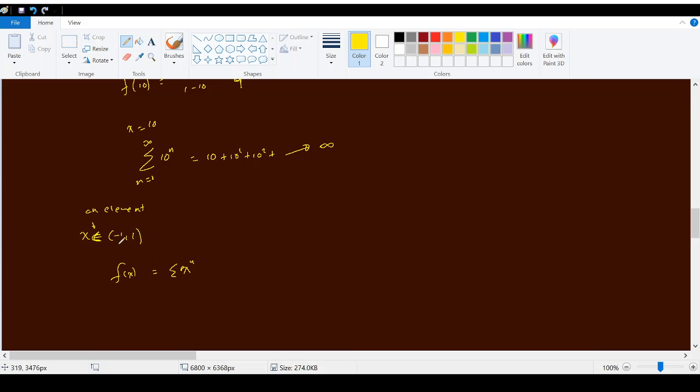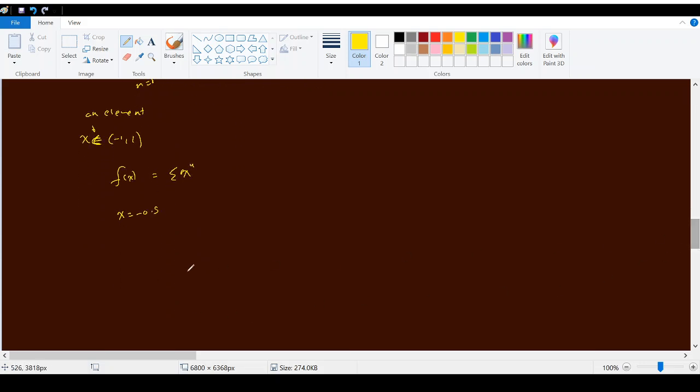So if we are taking an element from this set, let's say for example x is equal to negative 0.5, then the function value at negative 0.5, that is 1 over 1 minus negative 0.5, is equal to 1 over 1.5. So this is the function value and the value that you get from the series should be the same. So when you add up all these terms, you should get 1 over 1.5.